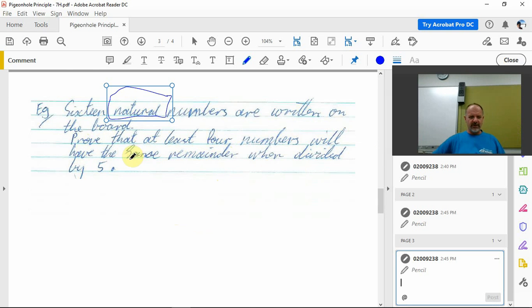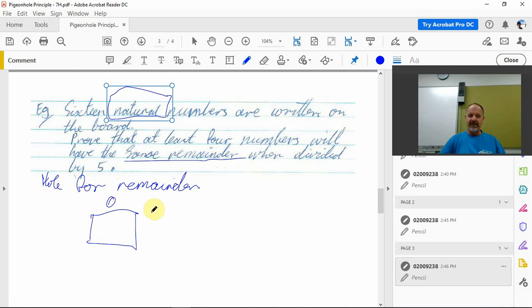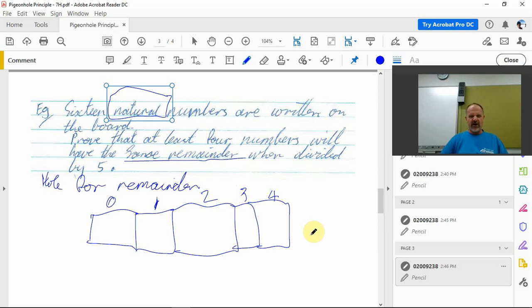So the thing that we're talking about is the remainder. So it's the same remainder, okay? So what I'm going to do is create a pigeonhole for the remainder. So this pigeonhole here is if it goes in evenly and there's no remainder. This one is if there's 1 remainder. This one here is if there's 2. This one here is if there's 3. This one here is if there's 4. And 5 remainder, well, there can't be 5 remainder because it's being divided by 5. So that'll go in evenly.